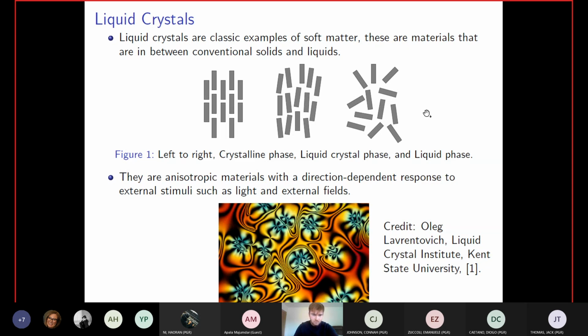Liquid crystals are interesting because they are anisotropic materials, and this means they have a direction-dependent response to external stimuli such as light and external fields like electric and magnetic fields. Here you can see the response to light. In particular, liquid crystals polarize light, and as a result you see the different colors in this image.